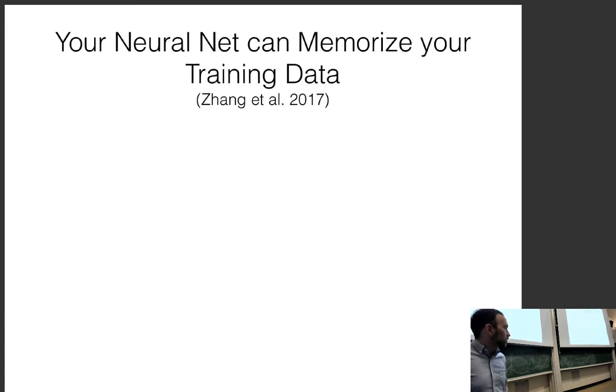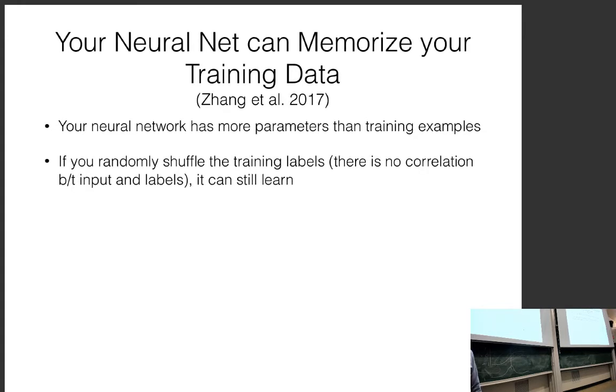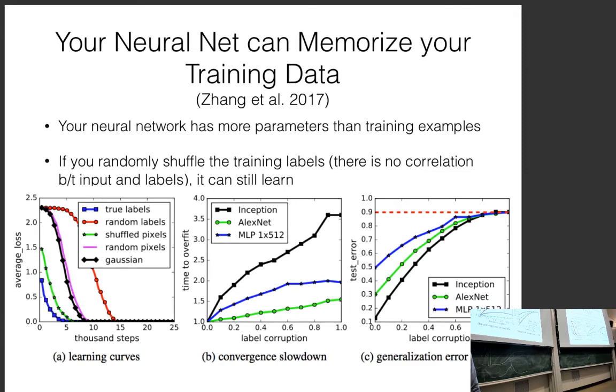One thing to remember when you're worried about overfitting is that with a sufficiently large neural network, it's basically possible to memorize your training data. Your neural network normally has more parameters than training examples. Normally your neural network has hundreds of thousands or millions of parameters, and very often you won't have that many training examples in your input. And even if you do things like randomly shuffle the training labels, so there's no correlation between the input and the labels, it can still learn. That's what this paper is showing here. You have completely random labels that are completely disassociated with the input, but after a few epochs, it is able to memorize the entire training data and reduce the loss to zero with sufficient capacity.